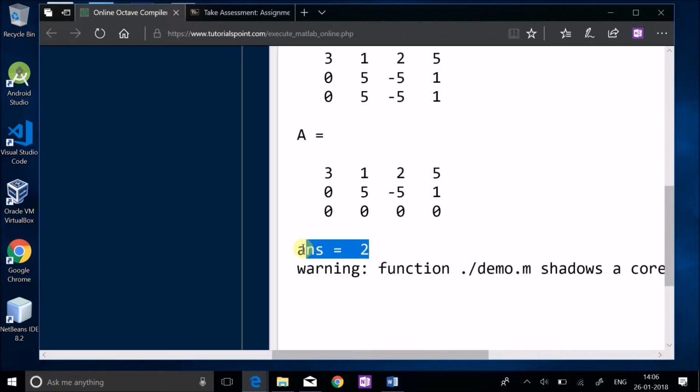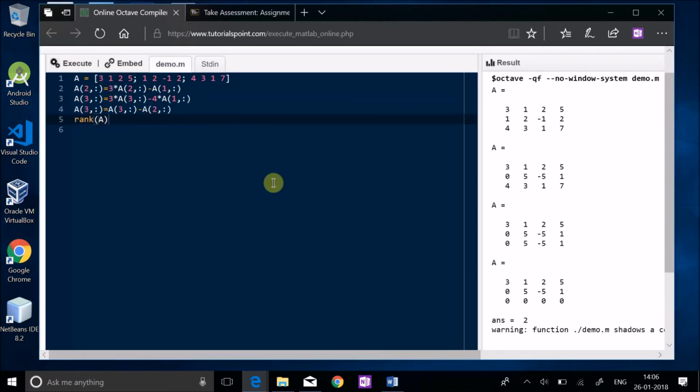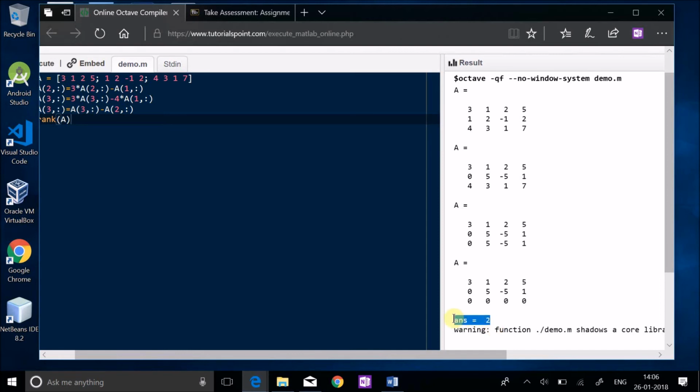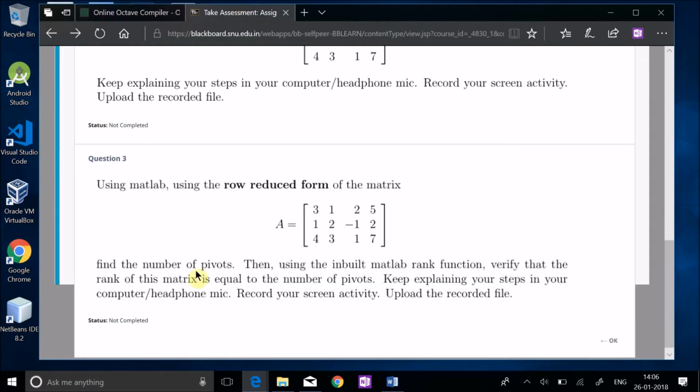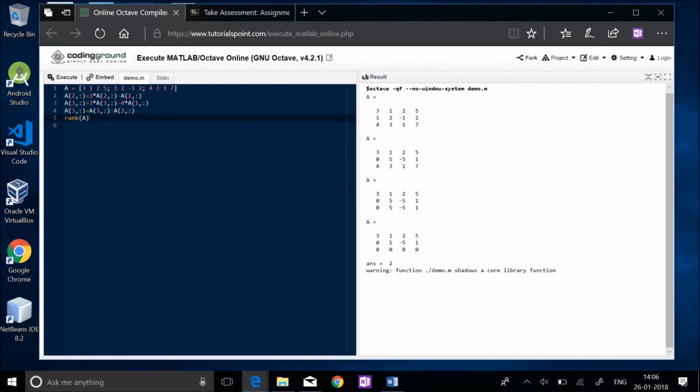So from this we can verify. According to what we have got and what we know, the rank of the matrix was 2, and the rank according to the inbuilt rank function is also 2. So that was what the question was all about. We used the inbuilt rank function to verify that the rank of this matrix is equal to the number of pivots. The number of pivots was 2 and the rank is 2. So we are done. We have verified that the rank of the matrix is equal to the number of pivots.